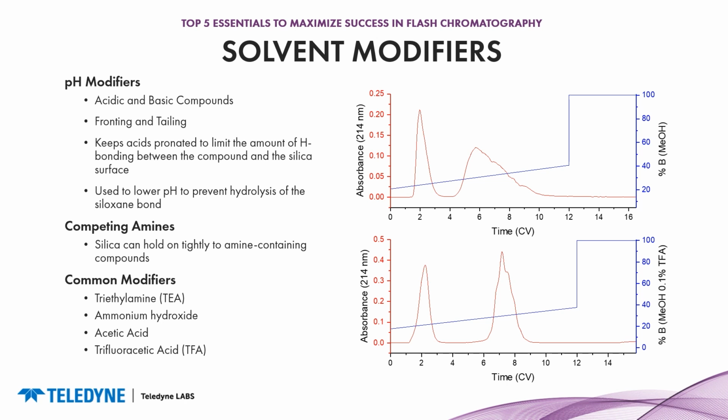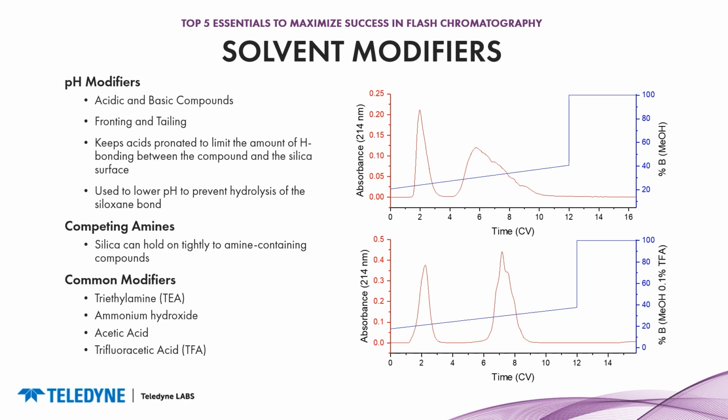We can also use solvent modifiers in our mobile phase to affect the way it interacts with the stationary phase. A common reason you'd want to do this is to affect the pH. A lot of acidic and basic compounds will result in fronting and tailing. So if we look at the example on the right, you can see that top chromatogram was using a reverse phase condition with methanol as the strong solvent. And if you look at that second peak, that second compound, you can see a lot of tailing. That compound is just dragged out during the elution over several CV.